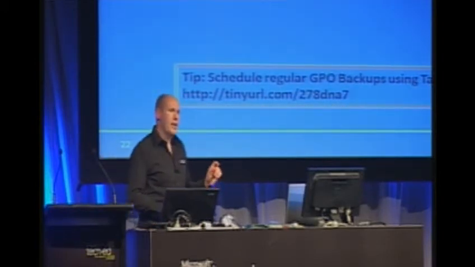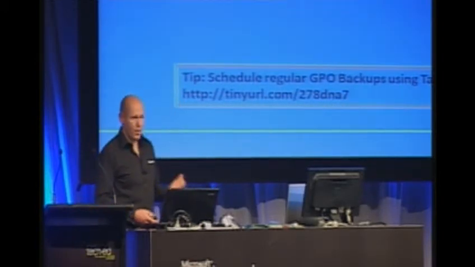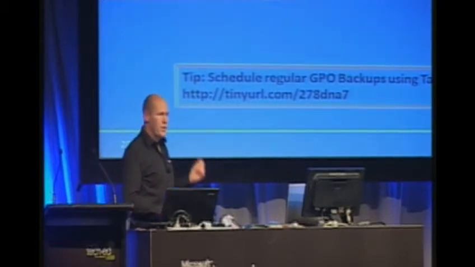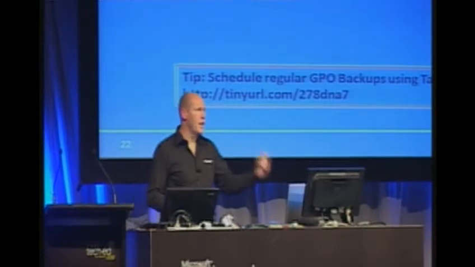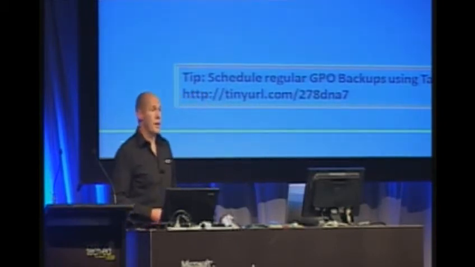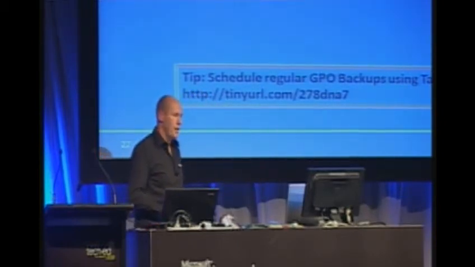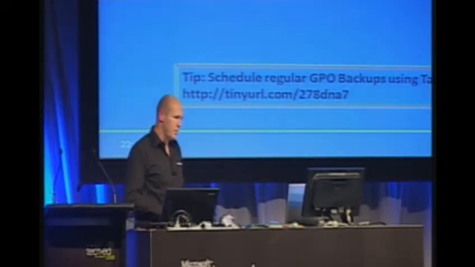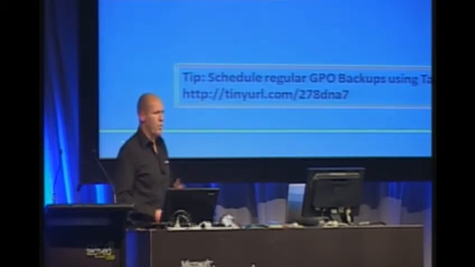So in 2008 R2, we've got an additional option. We've now got the group policy PowerShell commandlets. So a good one to run as a scheduled task is to just basically dump your GPOs to file on a nightly basis. And there's a pointer to a blog article that shows how to do that with a script. Just using that Get-GPO, get all of them, back them up to file.